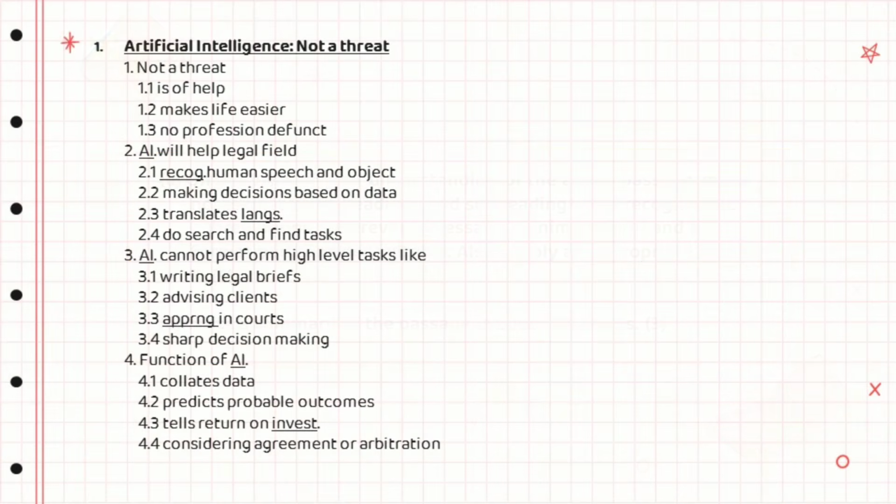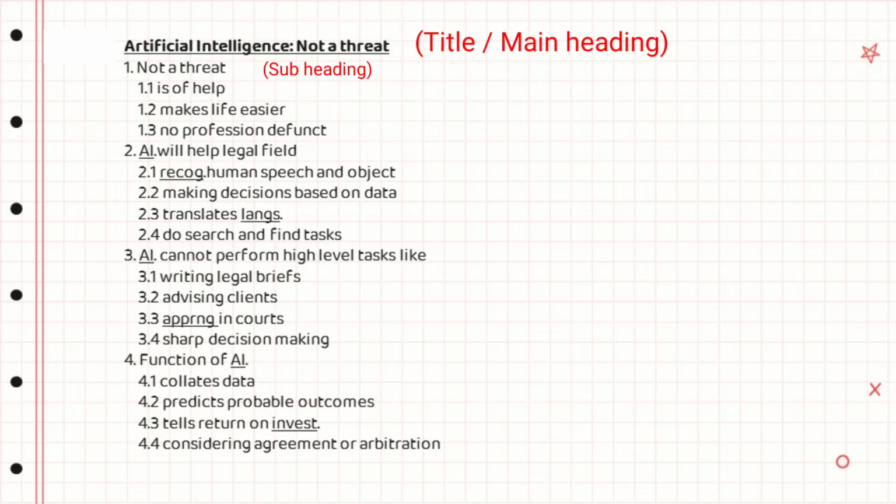So here you see how the note has been made for this particular question. The title is given, Artificial Intelligence, Not a Threat. Point 1 is the subheading, not a threat. 1.1 is the subpoint, is of help. 1.2, another subpoint, makes life easier. And 1.3, no profession defunct. Then you would see the second subpoint goes, AI will help legal field.